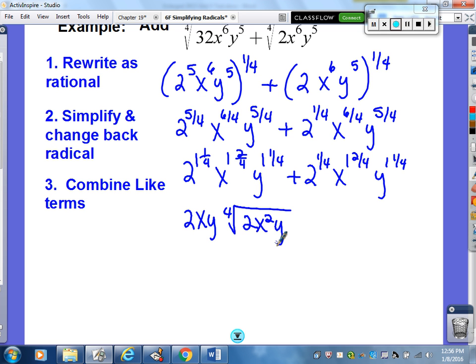All right, let's do the same thing with the second term. The 2 is going to stay in the radical, so the 2 stays in. An x comes out, x squared stays in. A y comes out, and a y stays in.